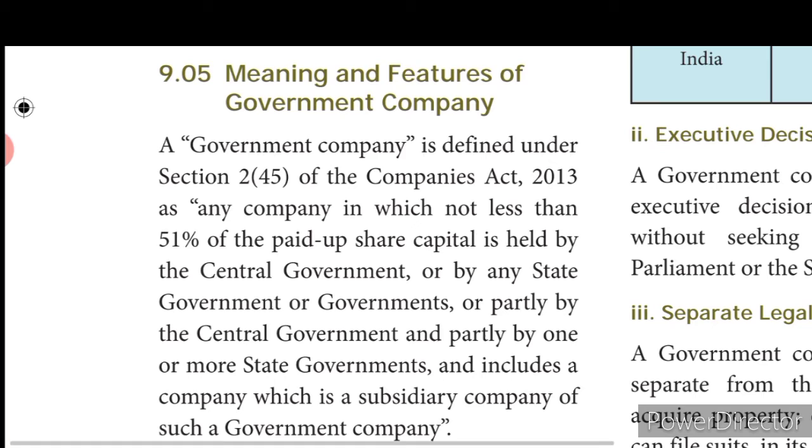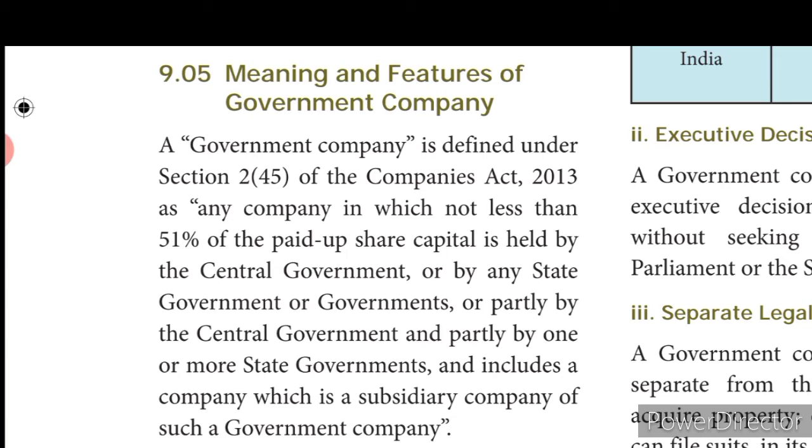Now we'll go on with the last topic of this lesson, that is the meaning and features of a government company. What is a government company? I already told you. Any company which has a paid up share capital of more than 51%, maybe from a private or from a public, then if it is from a public, it is called a government company.